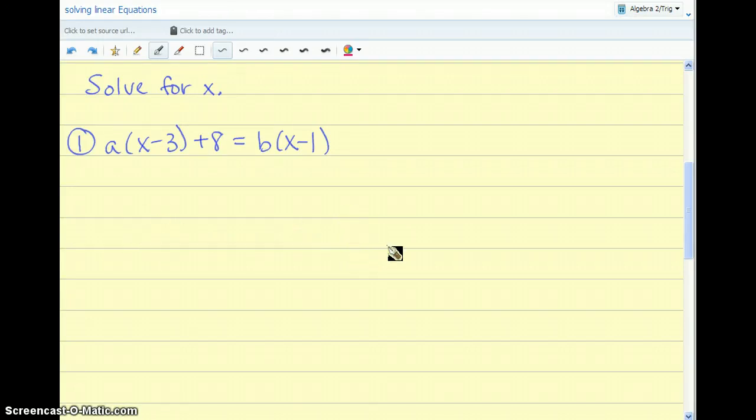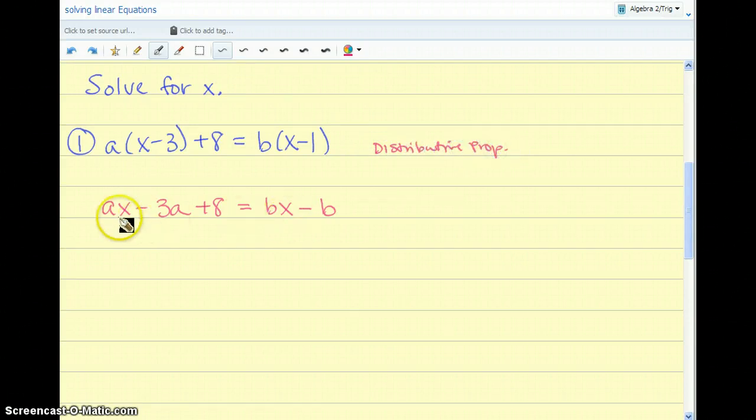Okay, so in number one, the first thing that you would do as we're solving for x is we see that we can distribute. So we're first going to distribute. So we have ax minus 3a, notice we usually put the number before the variable, plus 8 equals bx minus b. Some of us need to remember to keep distributing to that second number. Okay, now if we're solving for x, we want to make sure we get all of the x's to one side. So our first step, we used the distributive property.